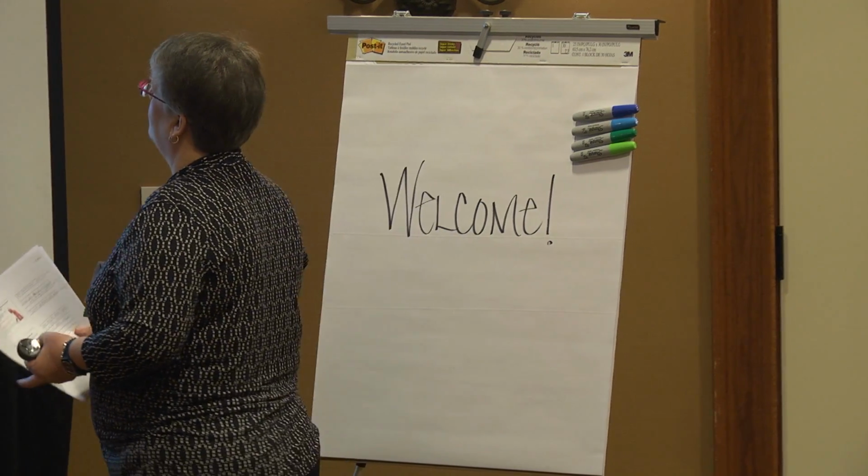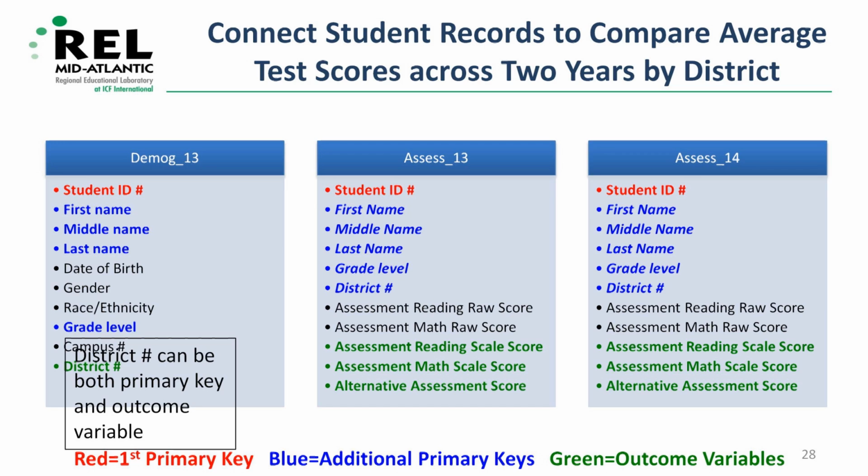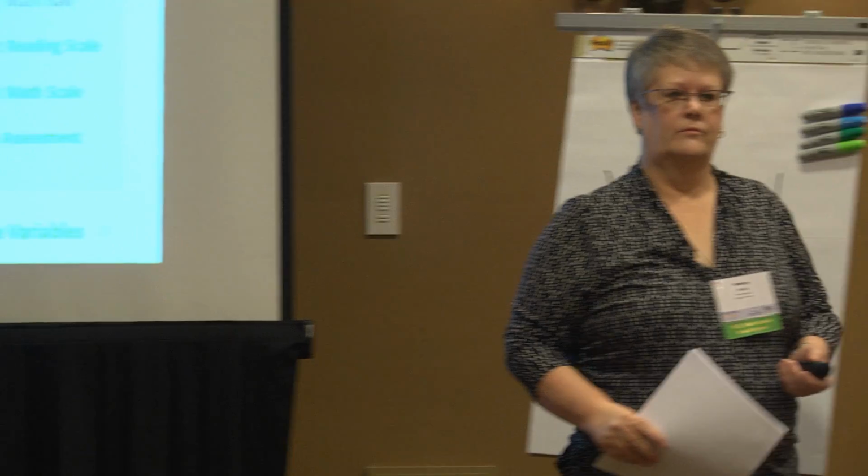What if we wanted to compare the average test scores across 2 years? So again, you have your demographics, you have your assessment for 2013 and 2014, pretty much the same variables, but you need to, again, get as many matching variables as you can to get the accurate number across 2 years. Any questions, thoughts? I don't understand why student ID is unique.